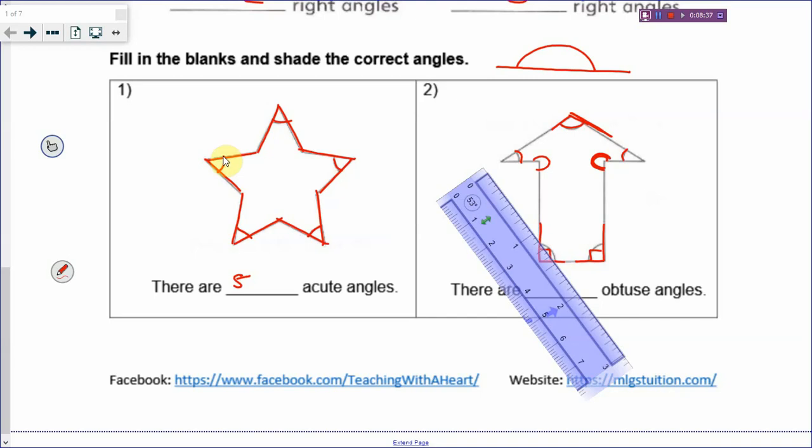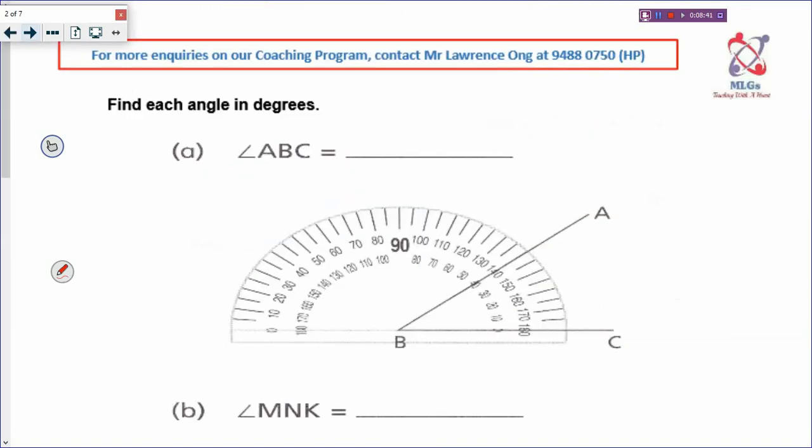Okay, so now we have identified 3 types of angle. Now let's go to the other page, and now we have to know how to measure angles. All right, so how do we measure angle ABC? Now, the symbol for angle is represented by something like that, right? You can see a symbol there. So that's the symbol for angle.